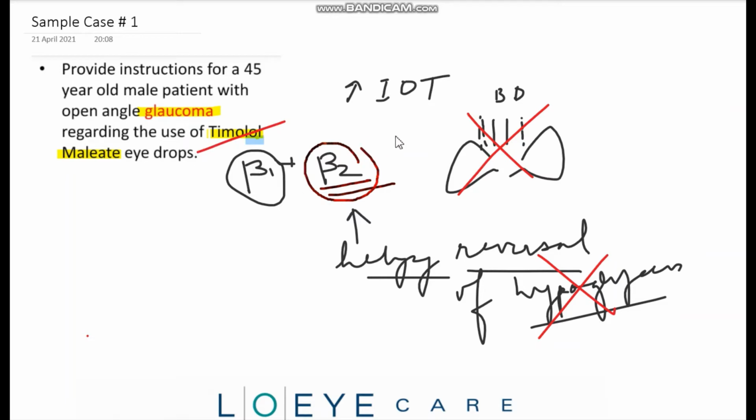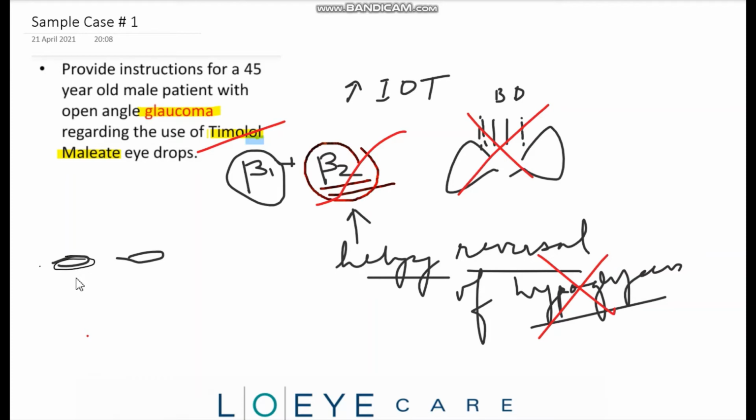And this action will be seen only if the drug comes from the eye into the systemic circulation. And why would the drug come from the eye into the systemic circulation? What is the connection? So if I draw here the eye, okay, here is the eye.